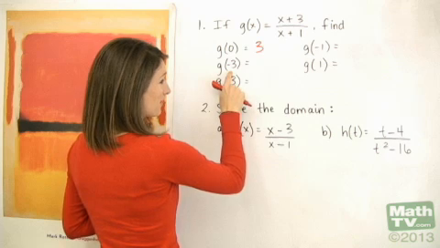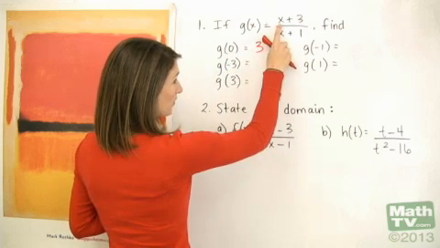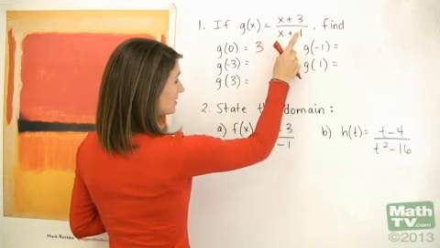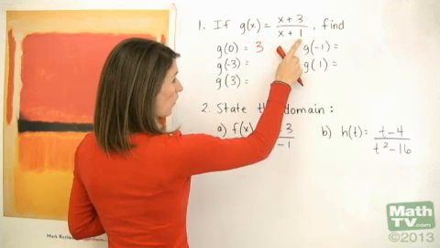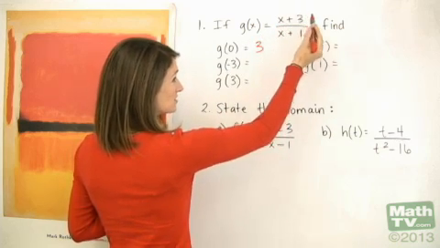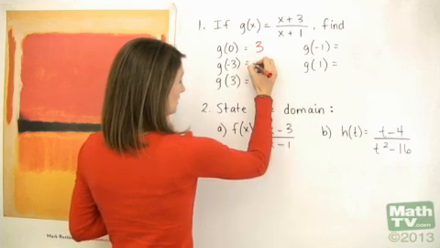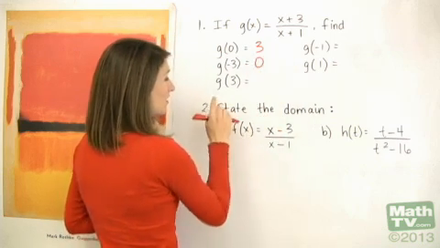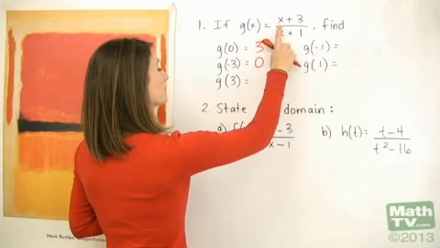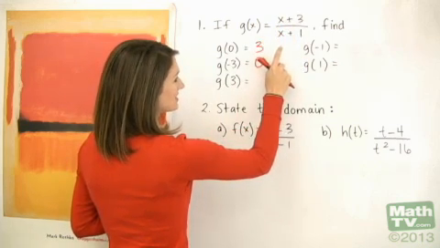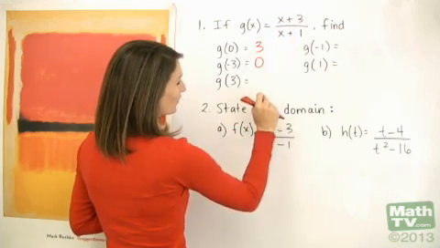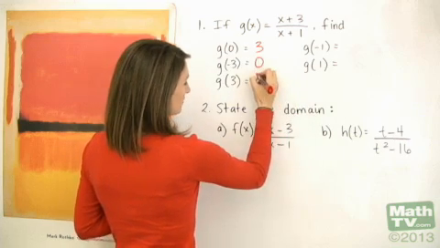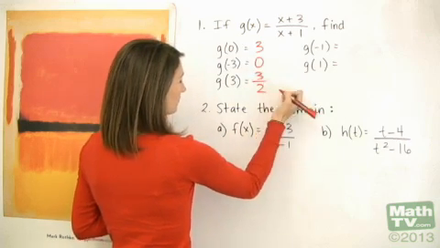For g of negative 3, we plug in negative 3 for x. Negative 3 plus 3 is 0, and negative 3 plus 1 is negative 2. So we have 0 over negative 2, which is 0. For g of 3, we plug in 3 for x. 3 plus 3 is 6, and then 3 plus 1 is 4. So 6 over 4 can be simplified to 3 over 2.